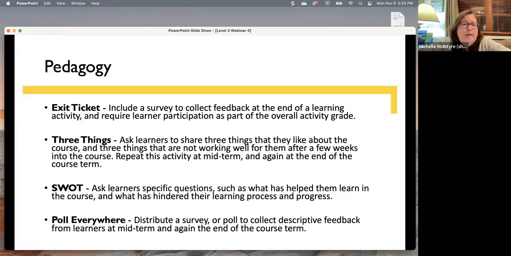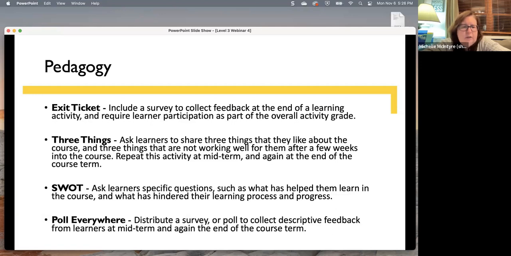There's also a SWOT: strengths, weaknesses, opportunities, and threats. There's a lot of material online about how to do a SWOT. You can ask them specific questions about the course: what really hindered them, where they felt threatened, like where they felt they weren't going to make it. That's an important bottleneck in the course to identify. If students felt like they weren't going to make it, that's probably a place where you need to look at your course design and see what's going on there.